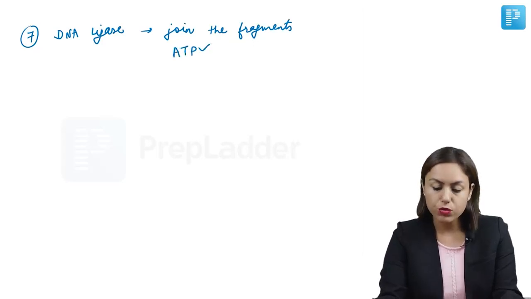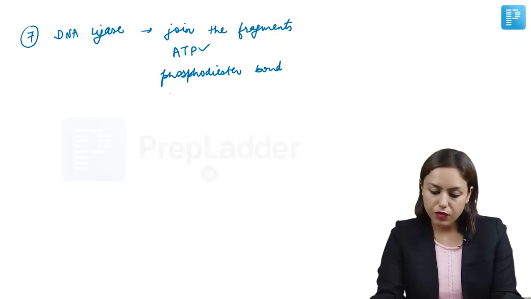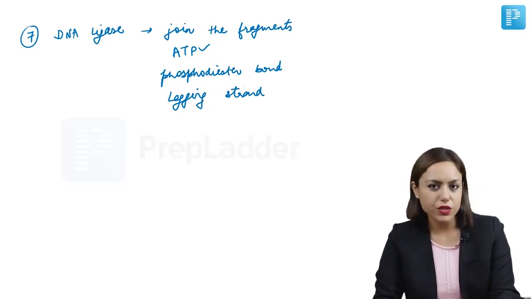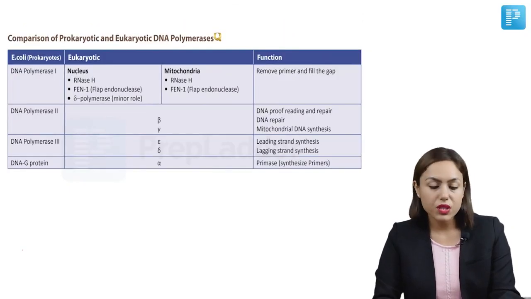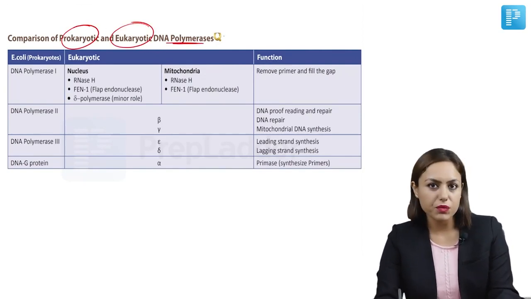For that, it will use ATP. It will create 3-5 phosphodiester bond, and it works on the lagging strand because there is nothing to be joined on the leading strand, right? So let's do this table of prokaryotic and eukaryotic DNA polymerase enzymes, right?